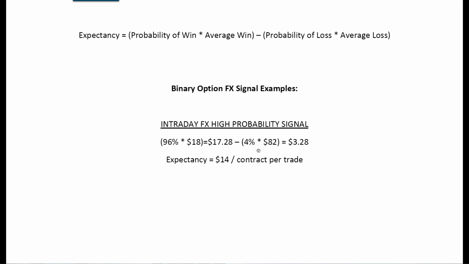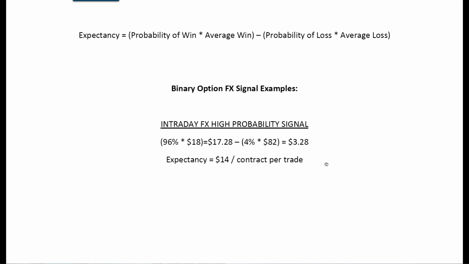Now on the other side, we average 4% losers out of the signal, and when they lose, because we're in the money, they're going to lose more. So average loss is $82 a contract, but only 4% of the time. So 4% of $82 equals $3.28. So you take the $17.28 minus the $3.28, and your expectancy is $14 per contract per trade.